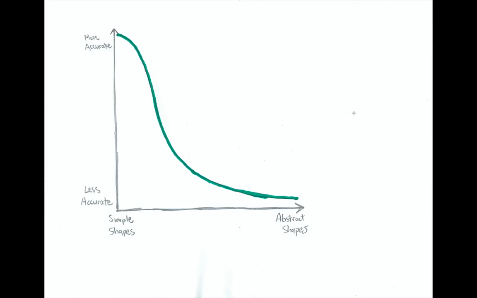Okay, guys, so let's go ahead and look at this graph here. This graph is going to represent the change in how accurate your proportions need to be in comparison to whether or not you have simple shapes and abstract shapes.